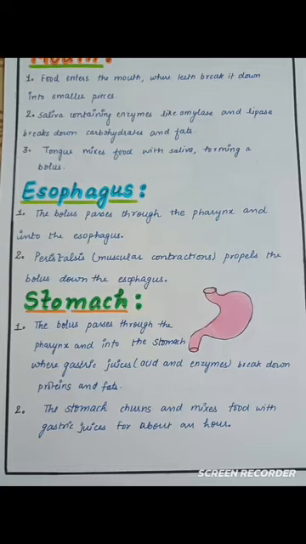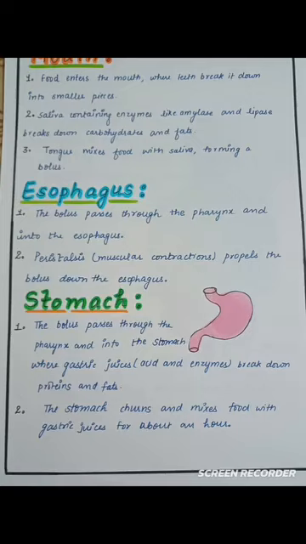And the saliva contains many enzymes like amylase and lipase, which break down carbohydrates and fats. The tongue helps in mixing this saliva with the food. Now after that, the food passes through the esophagus. So the second organ that is involved is the esophagus. The bolus passes through the pharynx and into the esophagus.